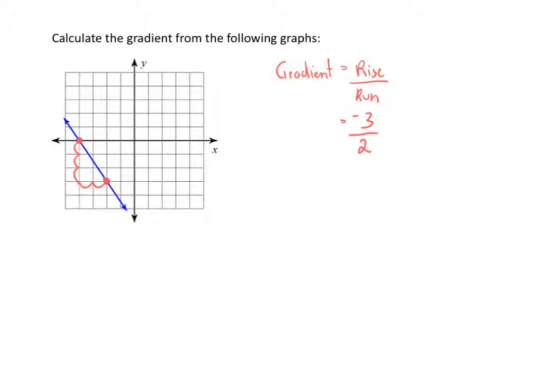My second option of calculating the gradient would have been using the second formula: gradient equals y2 minus y1 over x2 minus x1. Now to use that formula, I need to be able to identify two sets of coordinates from the line. So using the same two points, my coordinates are going to be -4 and 0 is my first set, -2 and 3 is my second set.